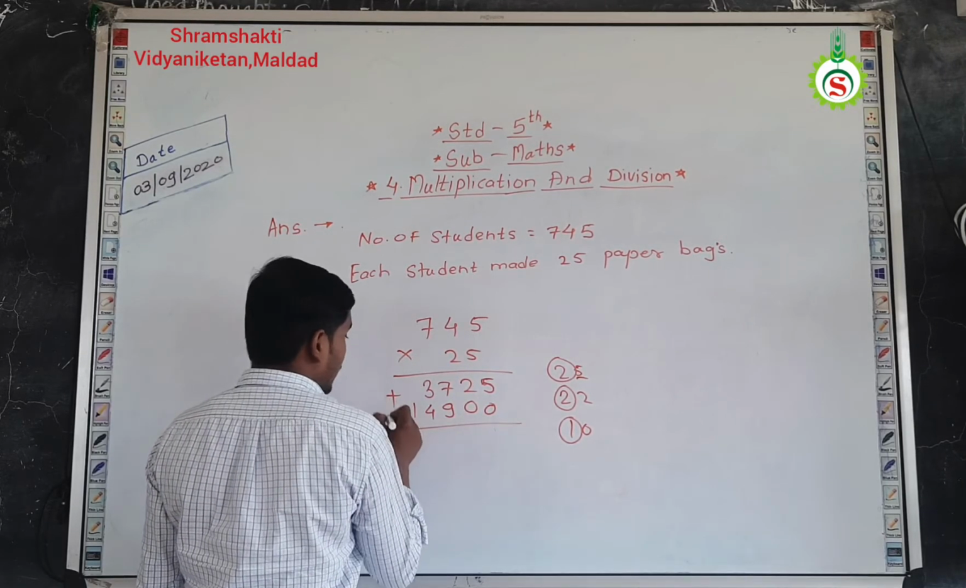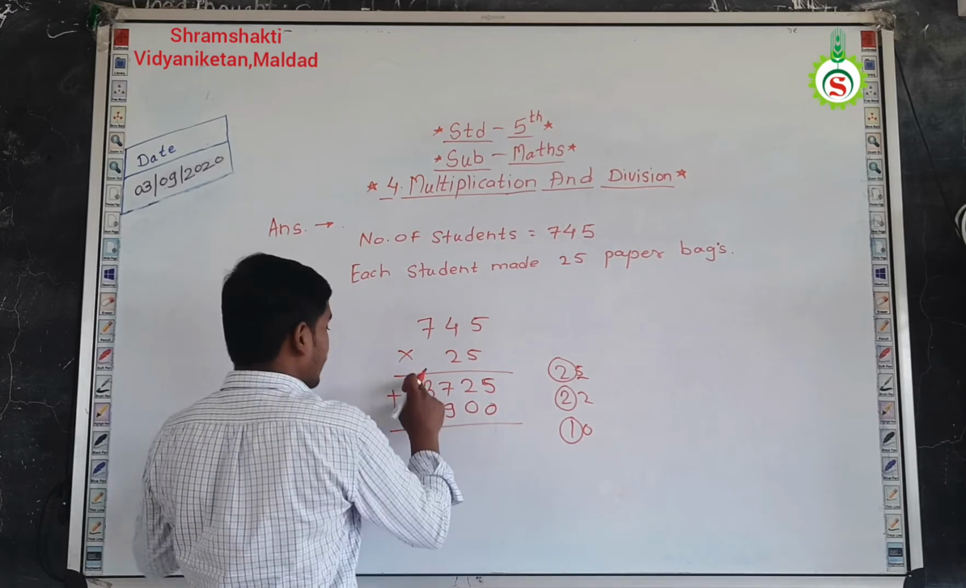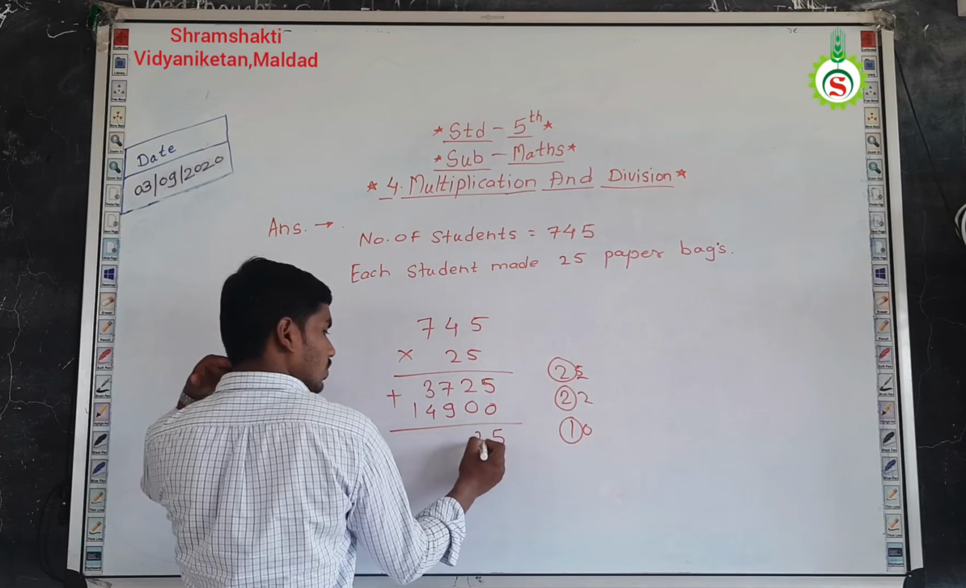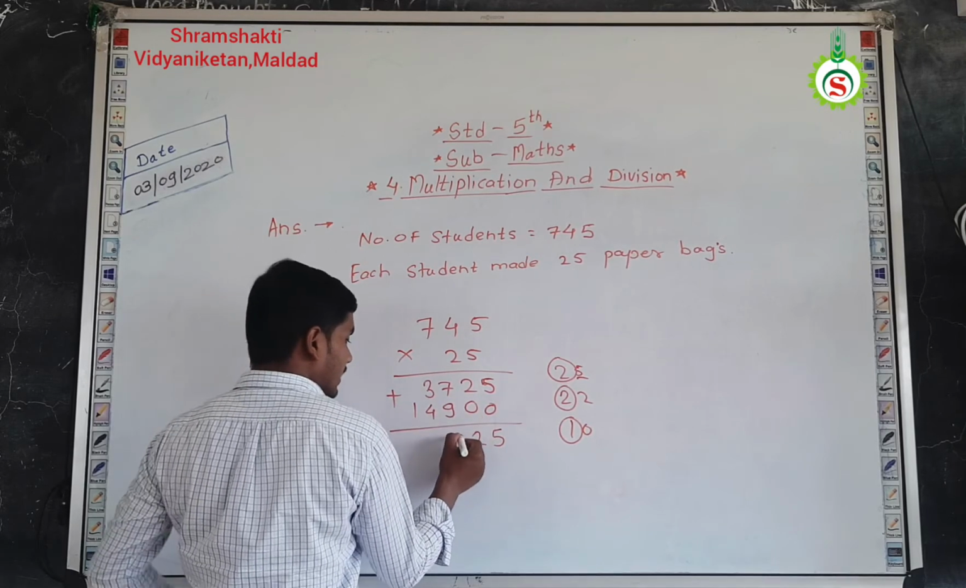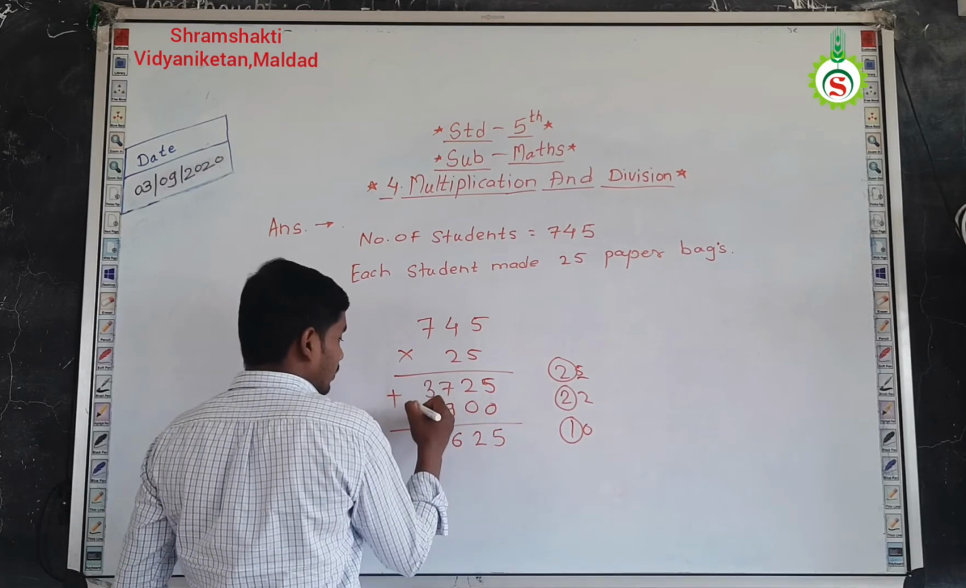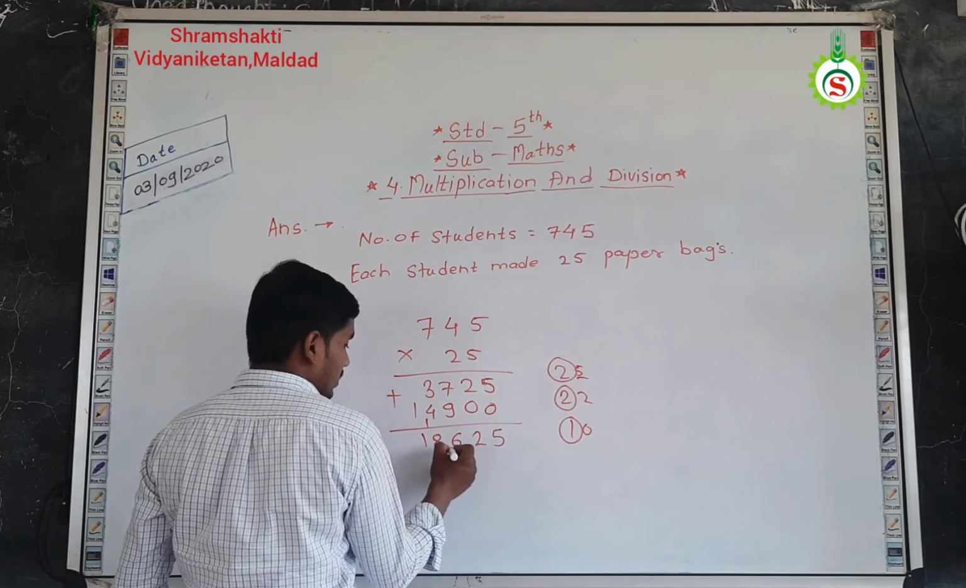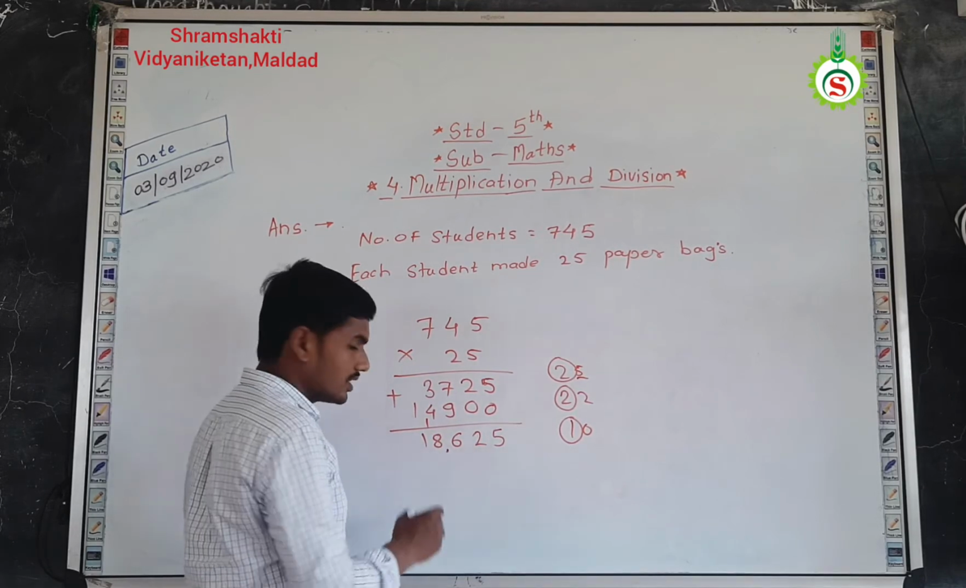So what I have to do? I have to add both the answers. So 5 plus 0, 5. 2 plus 0, 2. 7 plus 9, 16. 3 plus 4, 7. 7 plus 1, 8. And 1 empty. So that is the answer.